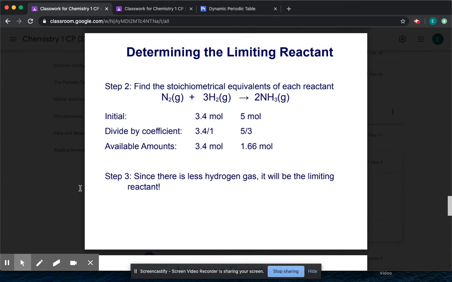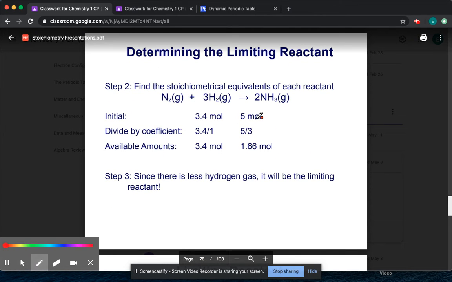But if we continue following the steps, the next step is to divide the numbers by their coefficient. So we have 3.4 nitrogen, 5 hydrogen. What's the coefficient? This one is going to be 1. This one's 3. 3.4 divided by 1 is going to be 3.4. 5 from the hydrogen divided by 3, again, we're dividing by the coefficient, is 1.66. Okay? So what this tells us is because this ends up being smaller, that means hydrogen is your limiting reactant.